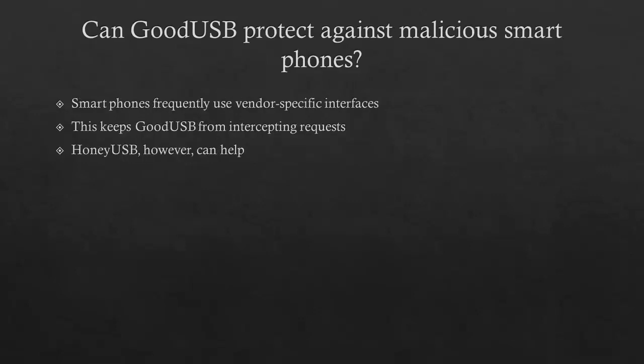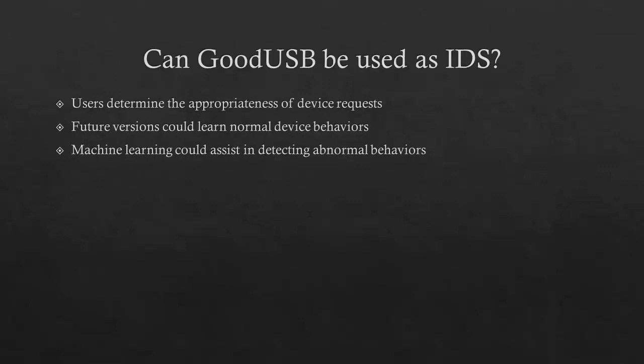Can GoodUSB protect against malicious smartphones? Smartphones cannot be managed as easily as discrete USB devices because they request vendor-specific interfaces when connected to a host. This keeps GoodUSB from being able to assess a smartphone's potential access until it is too late. However, HoneyUSB can provide valuable information about the smartphone's activity. Plugging a smartphone into HoneyUSB using pass-through provides valuable information about what the smartphone is doing, including what drivers it is loading.